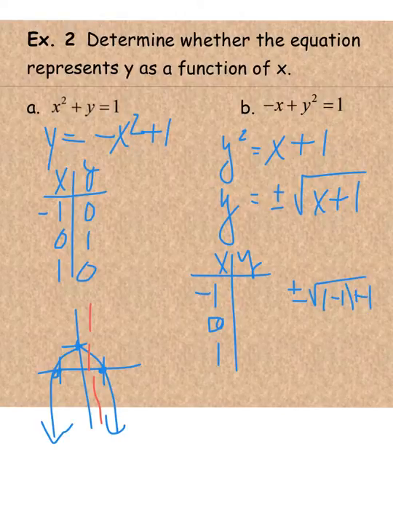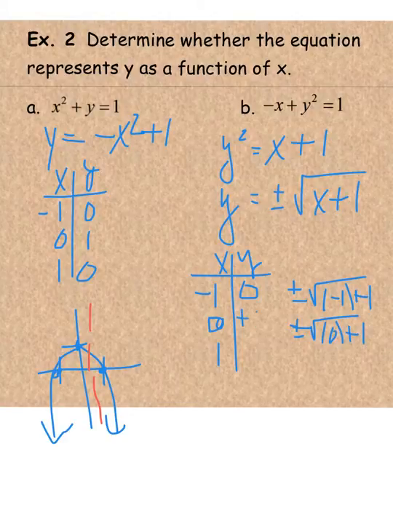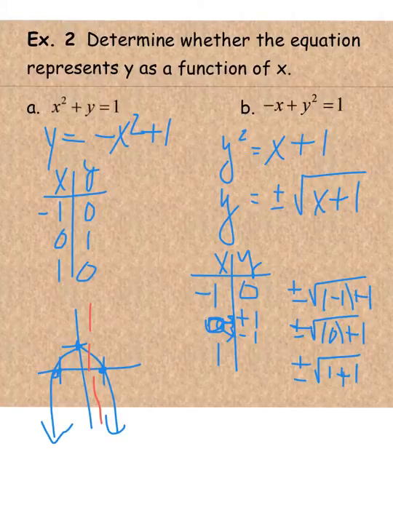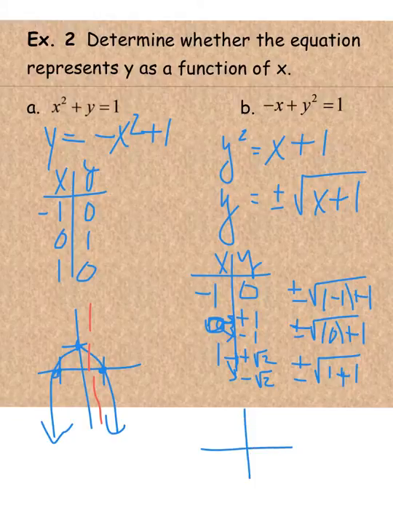This will give us plus or minus the square root of 0, which is just 0. This will give us plus or minus the square root of 1, which is plus 1 and minus 1. So here you have 0 matched with two elements in the range. And if you substitute 1, you'll have the square root of 2. So again, you have 1 matched with positive root 2 and negative root 2. So therefore, this would not be a function.